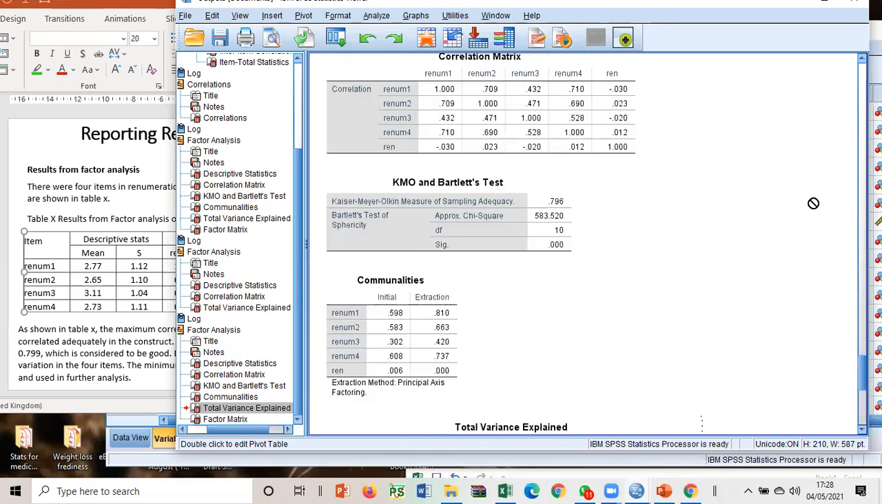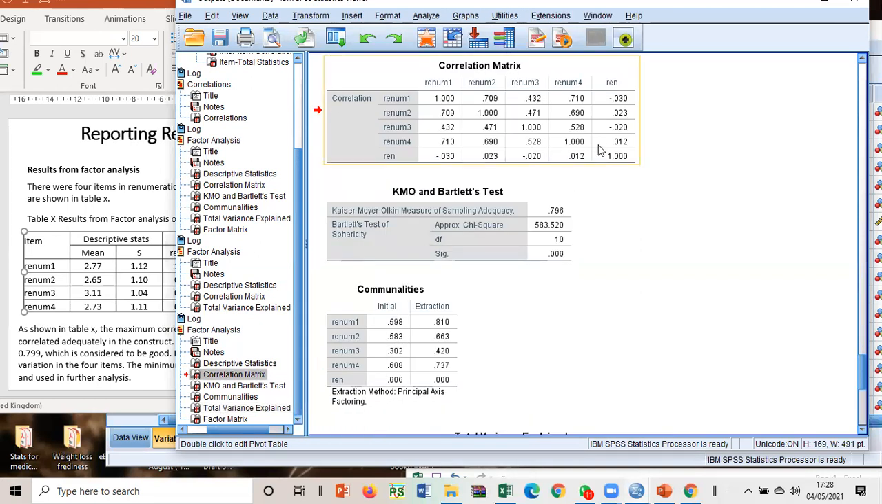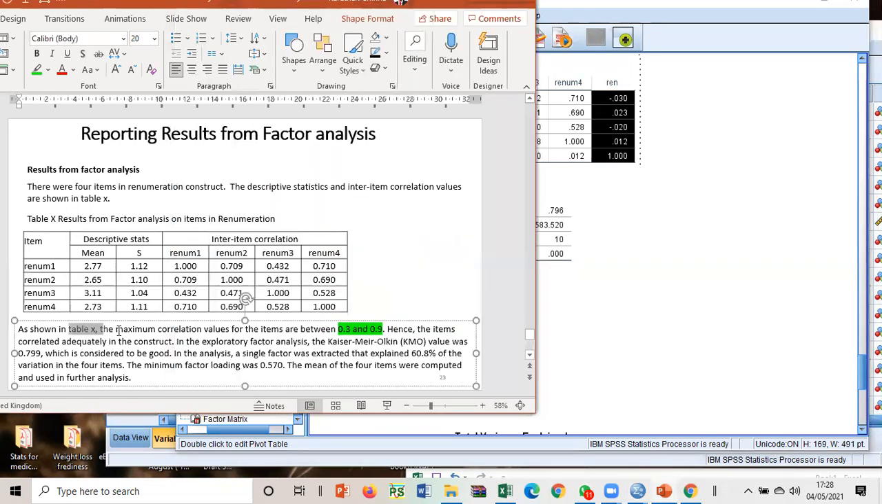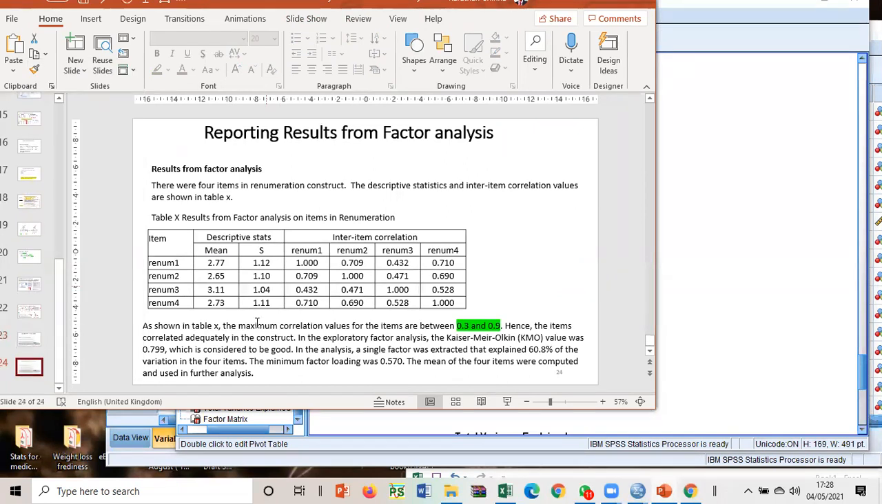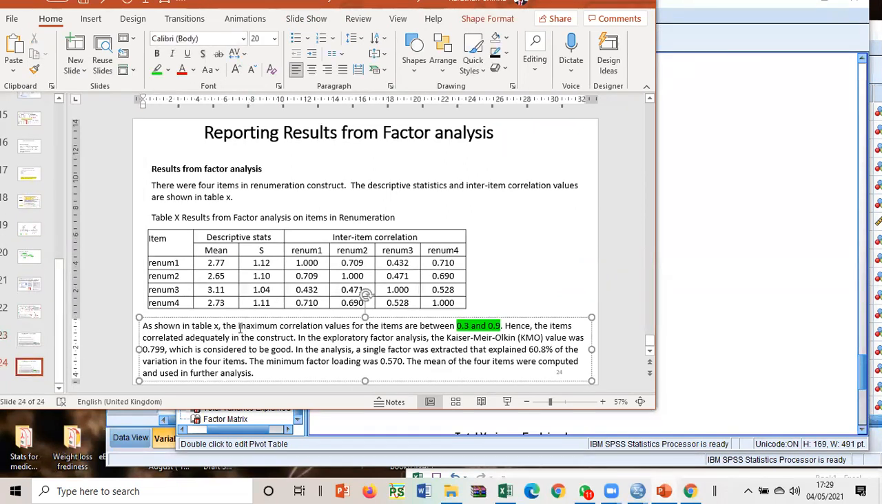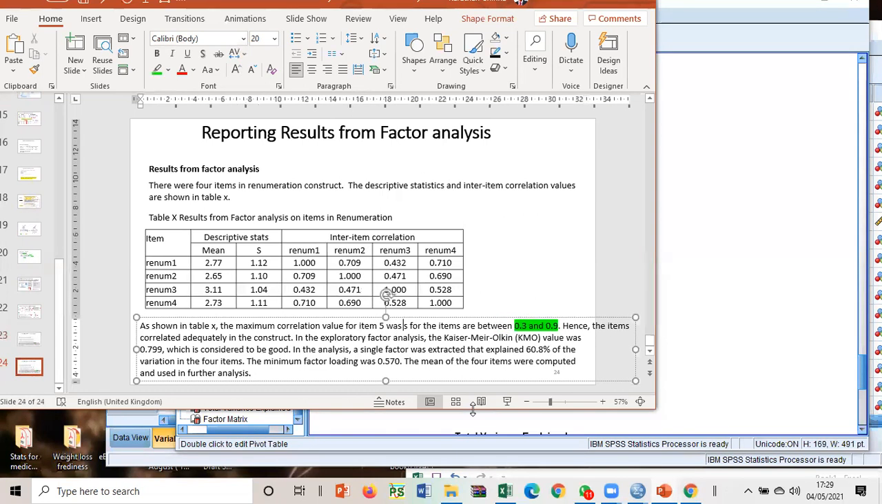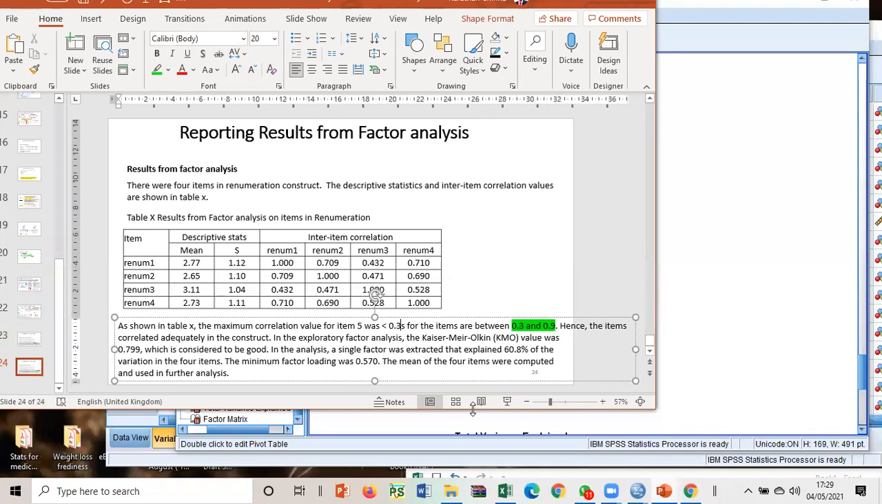Observing this, I could drop this, right? Yes. So what will I say here? How to justify this now? There are five here, right? The maximum correlation value for item 5 was less than 0.3, right? Yes.